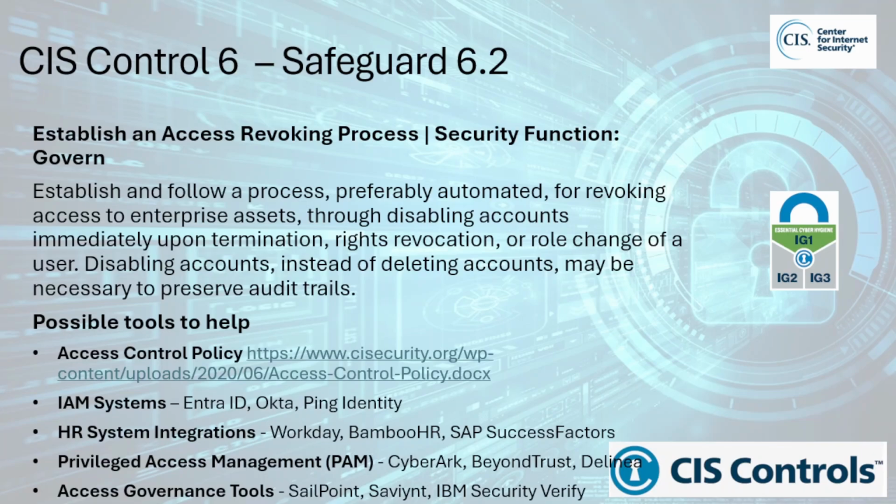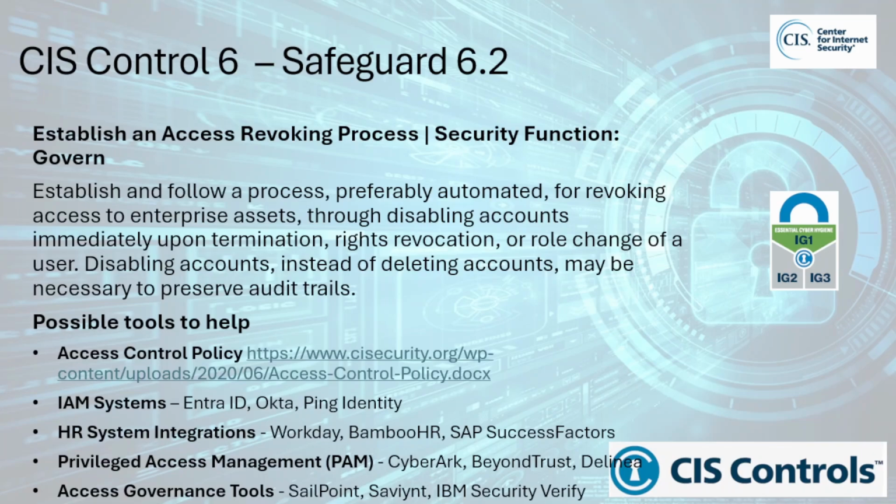Safeguard 6.2, establish an access revoking process, comes under the Govern Security function and is within Implementation Group 1. The safeguard focuses on creating a formal, repeatable process for revoking user access when it is no longer needed, such as when an employee leaves the organization, changes roles, or access rights expire. The goal is to limit unnecessary or outdated access to systems, applications, and data.